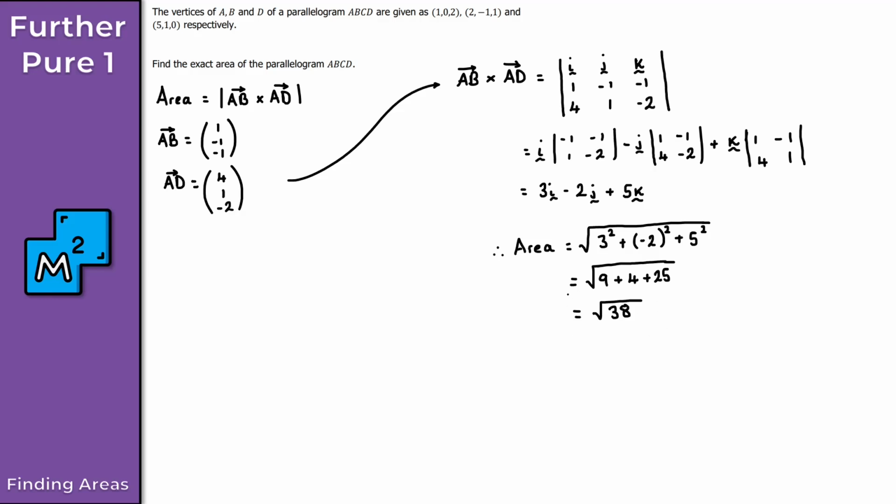Obviously, we can't really simplify that. So there we have it. The exact area of the parallelogram ABCD is equal to the square root of 38. And there we have it. So that gives us the solution to the very last question, question 2. And that actually brings us to the end of this video on finding areas.